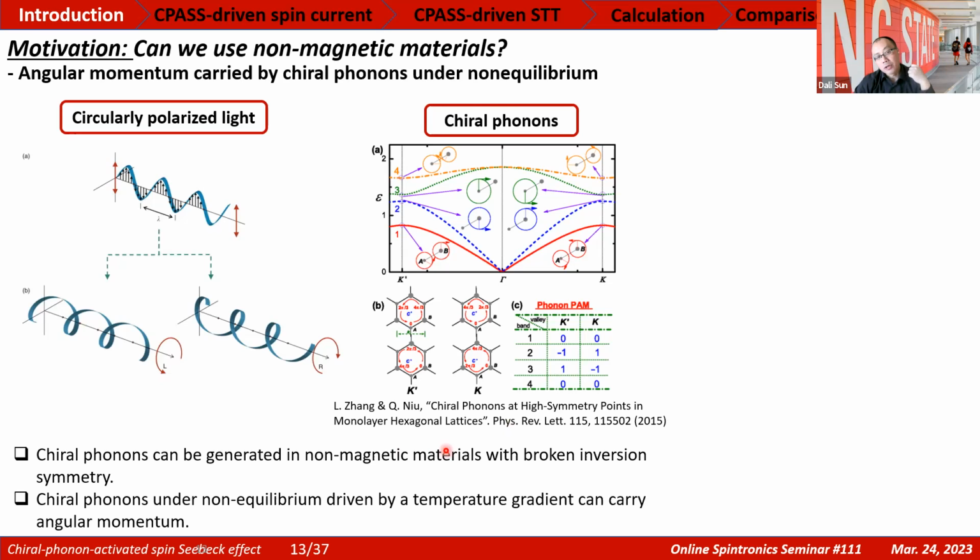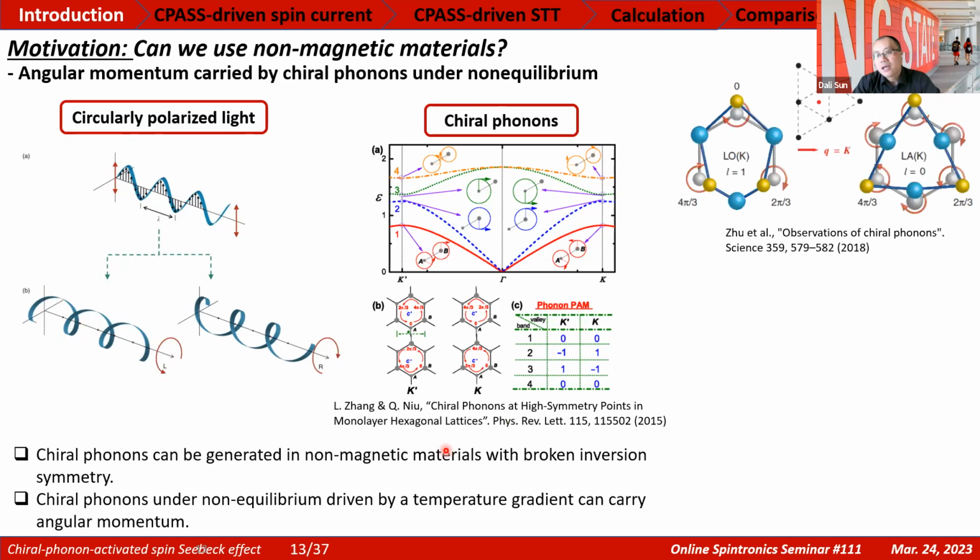So it means we don't need a magnon now, because for spin Seebeck, you need magnons coupled with the phonon, then transfer the angular momentum with the magnons. So now we have phonons that themselves have angular momentum, which can be generated by a temperature gradient. So we don't need magnons, and the chiral-phonon itself can be expected to transfer the angular momentum and give you a spin Seebeck.